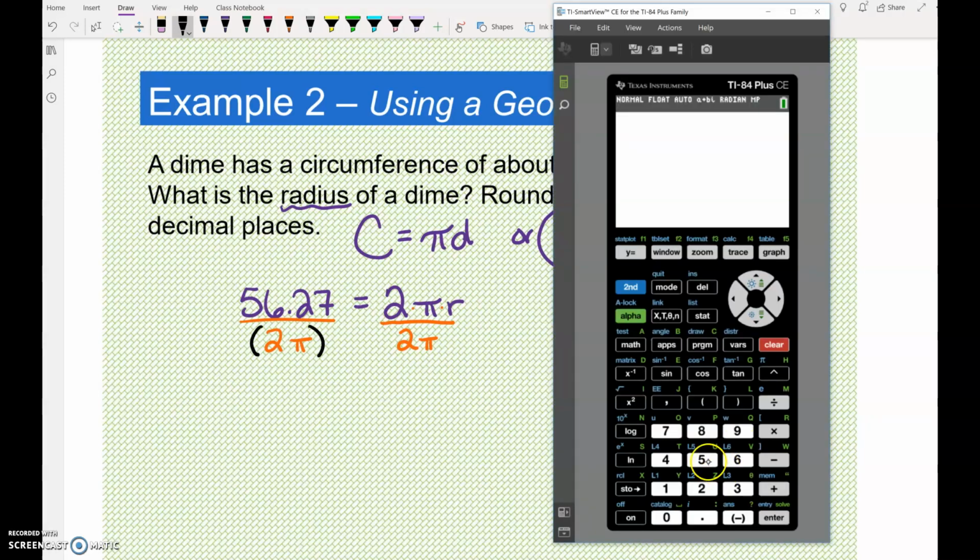So in this calculator, I would do 56.27 divided by parentheses 2 pi button. My pi button is above the exponent key, above the division. And I get 8.96.